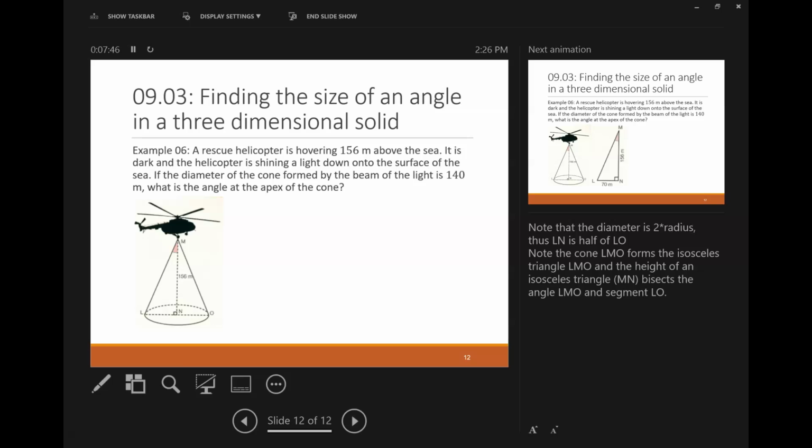Last example for today. And this is my favorite one because look at the great clip art here with that helicopter. A rescue helicopter is hovering 156 meters above the sea. It is dark and the helicopter is shining a light down onto the surface of the sea. If the diameter of the cone formed by the beam of light is 140 meters, what is the angle at the apex of the cone?